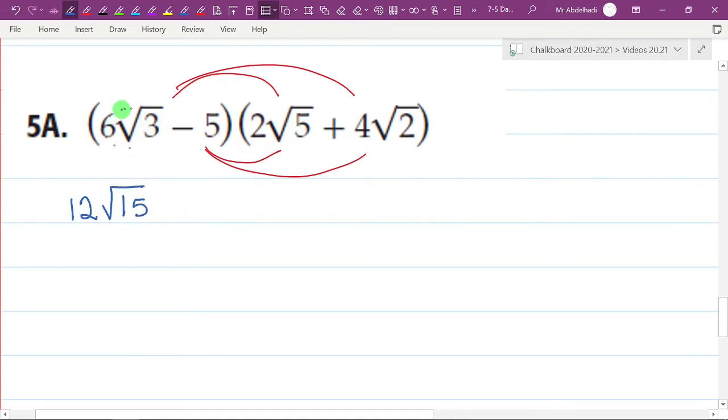Okay? Now 6 radical 3 times the thing over here, 4 radical 2. 6 times 4 is 24. Radical 3 times radical 2 is radical 6. Okay, we're done distributing the 6 radical 3.